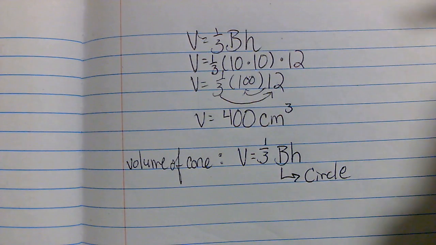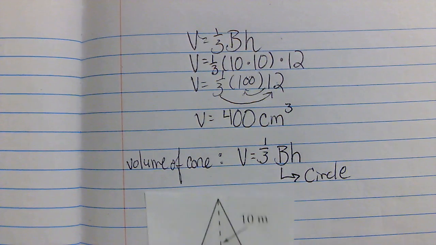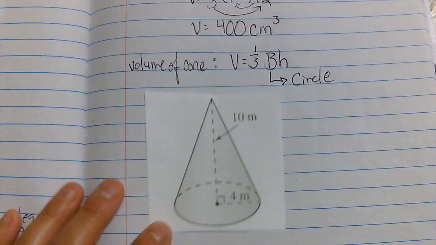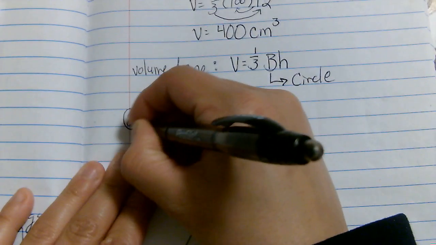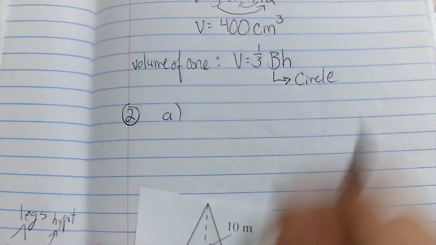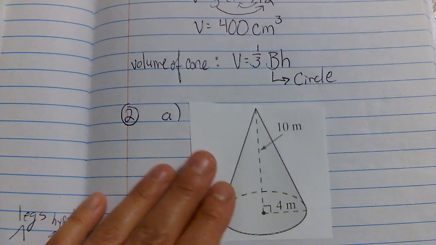So, you should have a cutout that looks like this. So I'm going to put a number 2. I'm going to put an A. And I'm going to go ahead and glue that guy in.